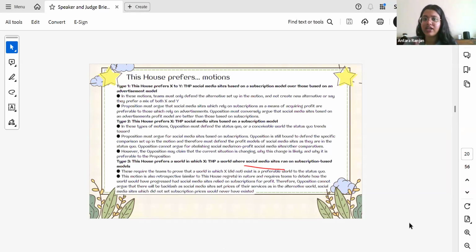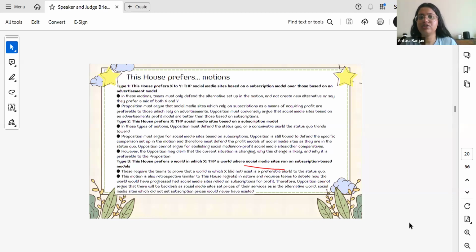You necessarily have to tell us why the alternative that the motion says your side has to do is the better thing to do. You can't create a new alternative or say that, I think there should be a mix of both. This can't happen.